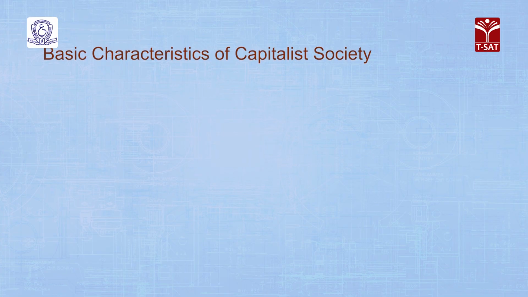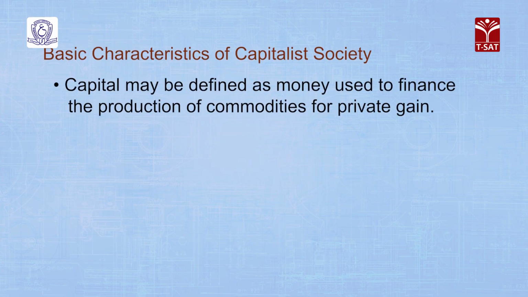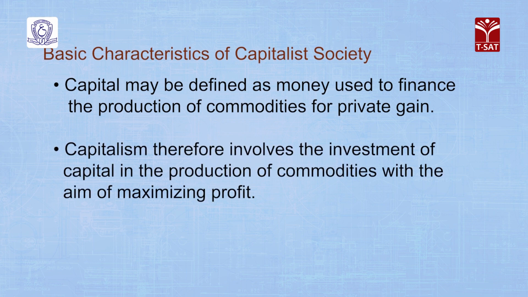With reference to the basic characteristics of capitalist society, capital may be defined as money used to finance the production of commodities for private gain. Capitalism therefore involves the investment of capital in the production of commodities with the aim of maximizing profit.